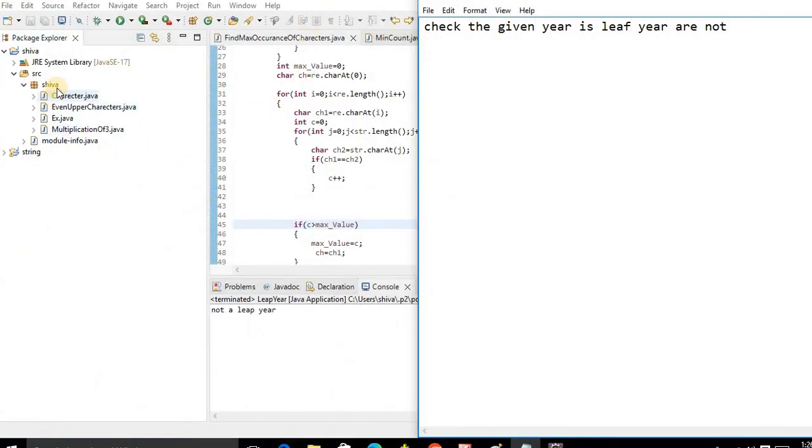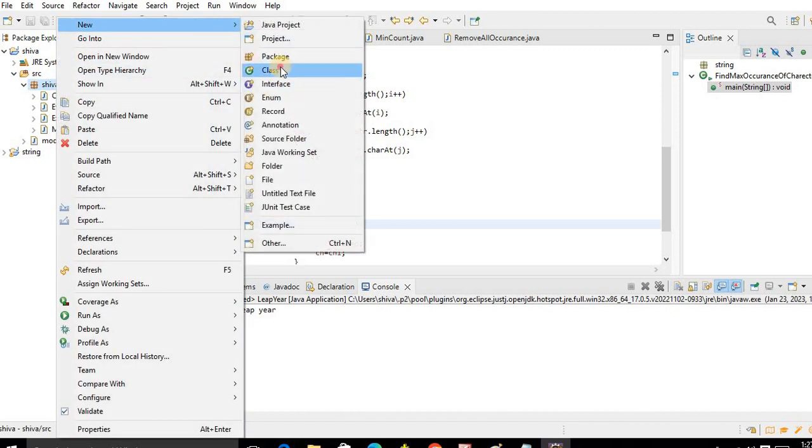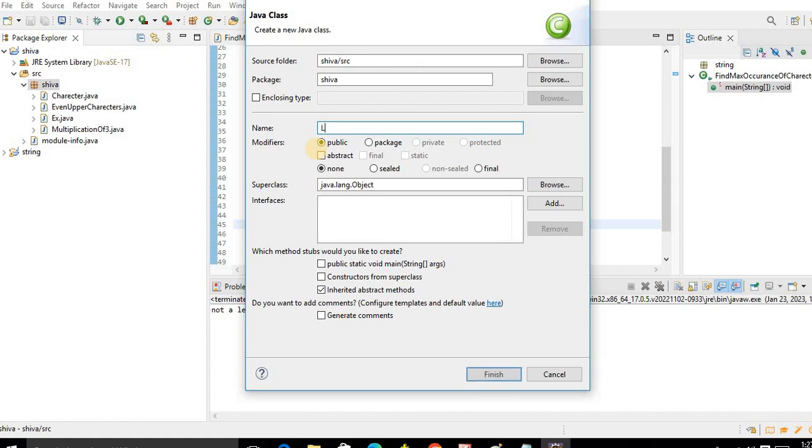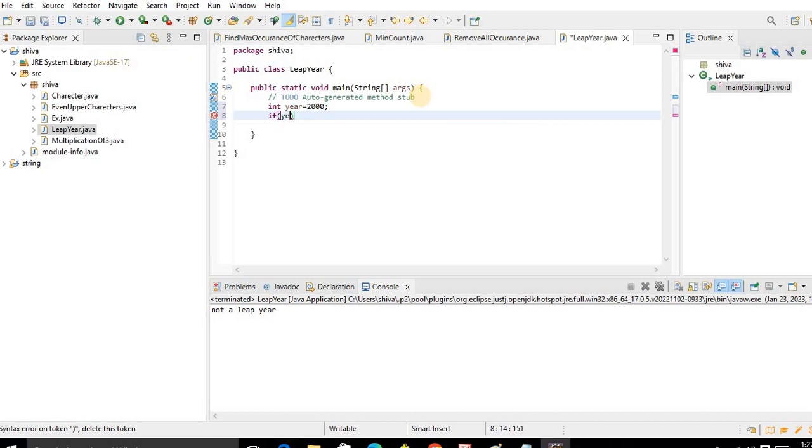I first enter Eclipse. I take one class; the class name is LeapYear. Here first I take a year, let's say an integer. Here the year is 2000.